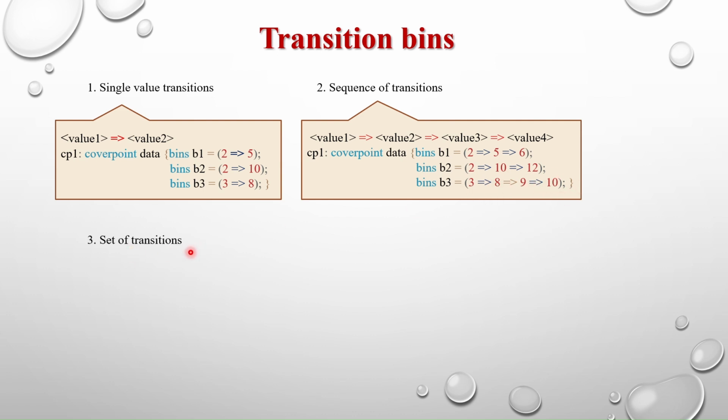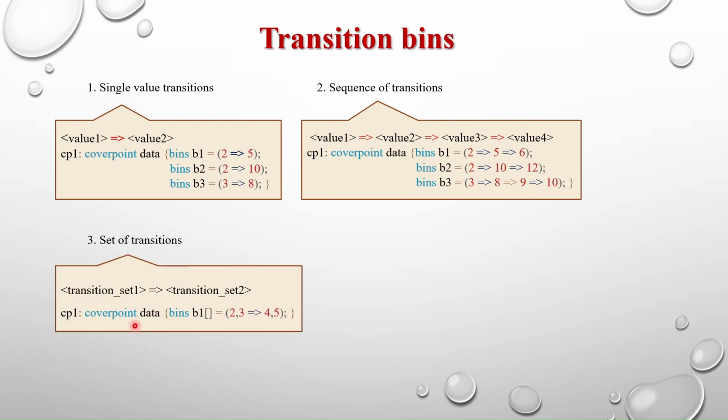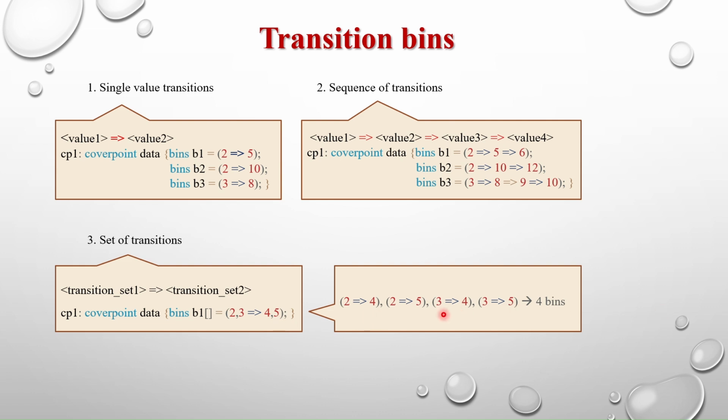The third one is set of transitions. Here we have two sets, transition set 1 and transition set 2. This is the example for set of transitions: 2, 3 operator 4, 5. Here there are a total of 4 possible combinations of transition. This is equivalent to 2 to 4, 2 to 5, 3 to 4, 3 to 5.